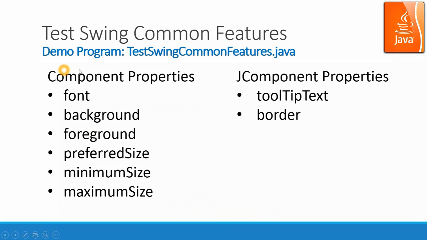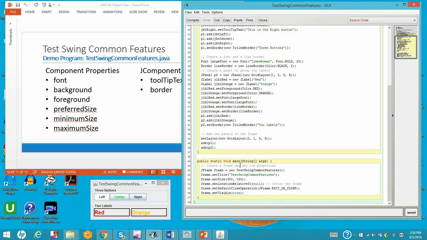TestSwingCommon features. We have a test program over here, and we set these different properties. Let's look at the program. The main program is right here. We create one window, actually a frame, and set the title here, and the size is 300, 150. And then we set it visible.